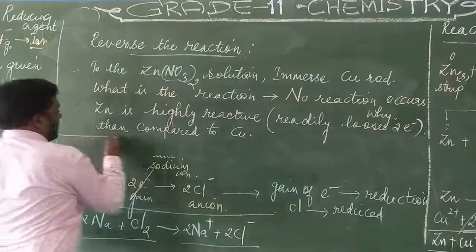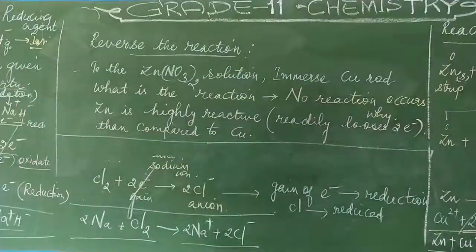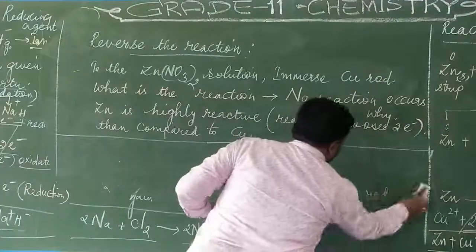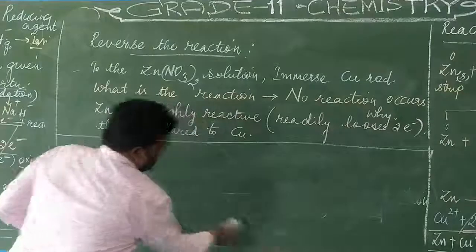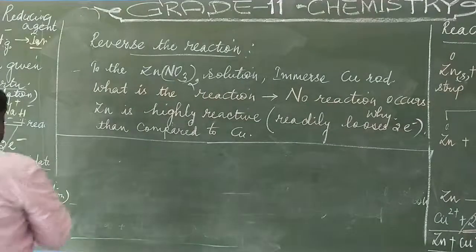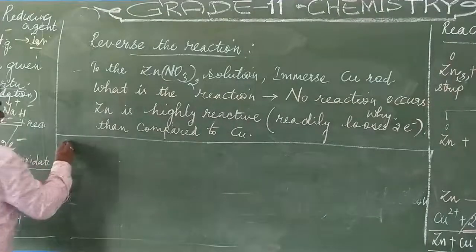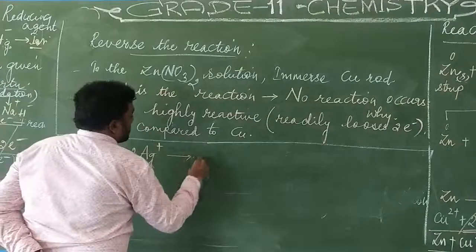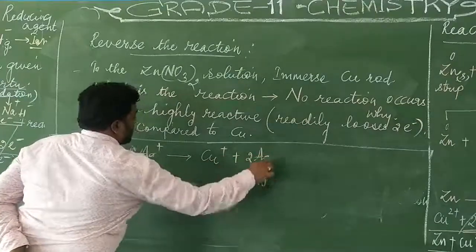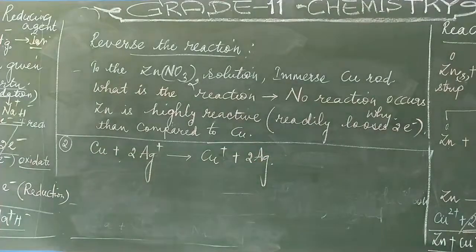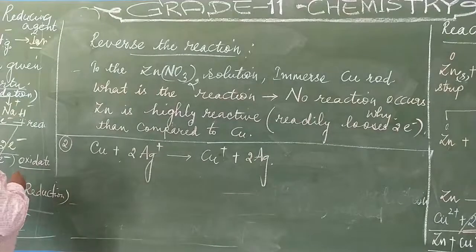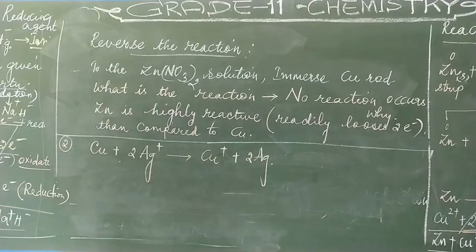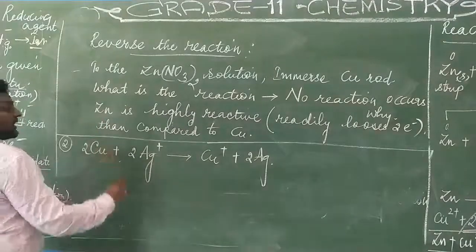Now if we go to the second example, what is the second example actually? We'll take copper with that of silver. Now this copper reacts with silver and as a result it becomes Cu plus and 2Ag. That means what? Copper reacts with 2Ag, so as a result it becomes Cu and 2Ag. So in the balanced formula this becomes 2Ag and this becomes 2Cu plus.